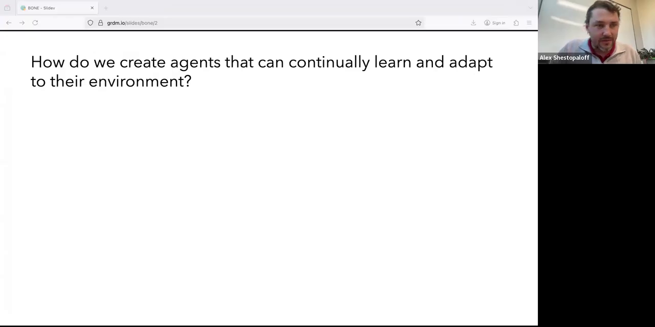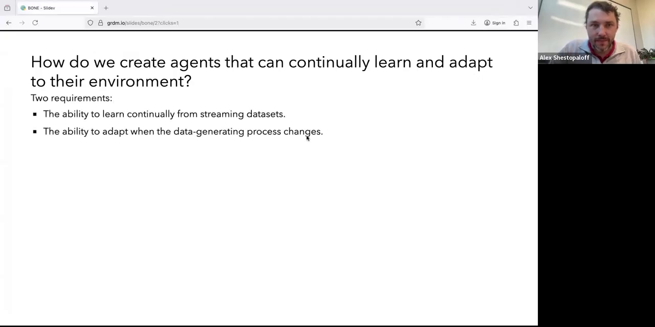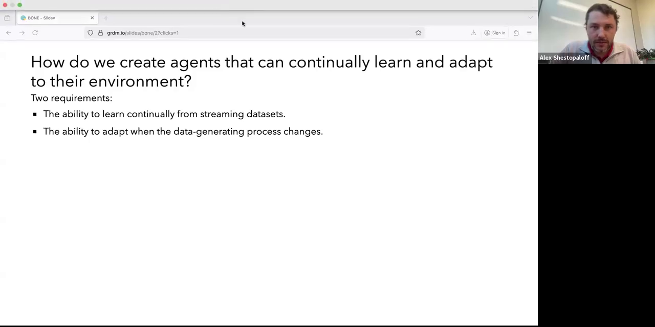So the question that we were motivated by is the creation of agents that can continually learn and adapt in their environment. The desiderata for these agents is first of all to be able to learn continually from data sets that stream, and the second one would be to adapt to the data generating process once it undergoes changes. These are two things that adaptive agents should be able to do.